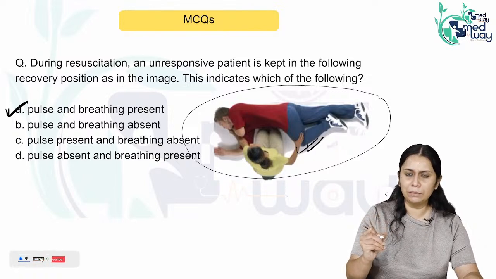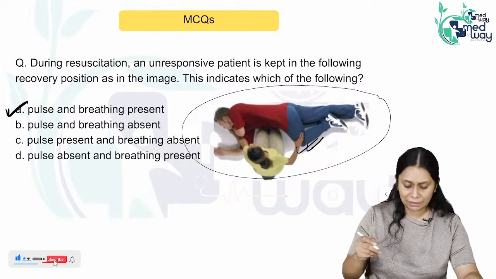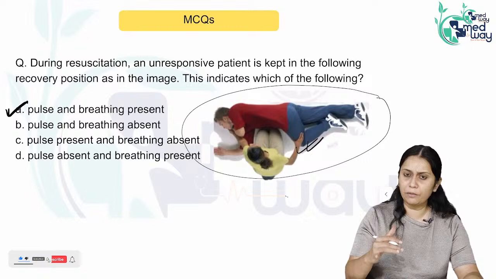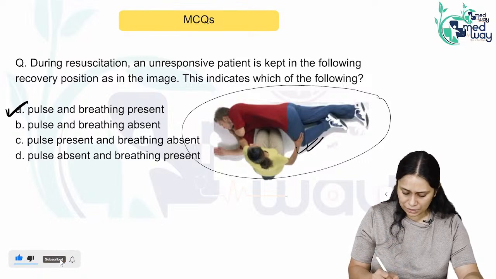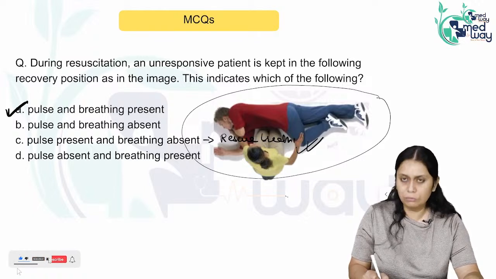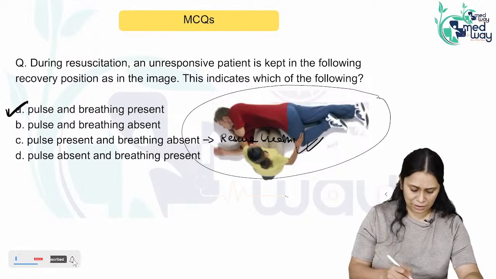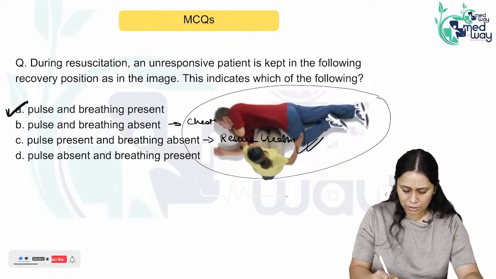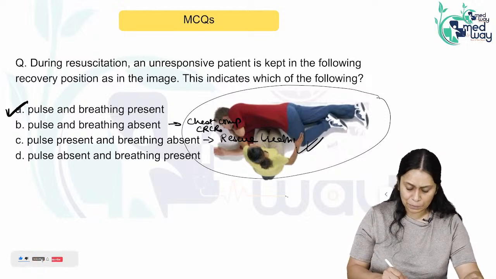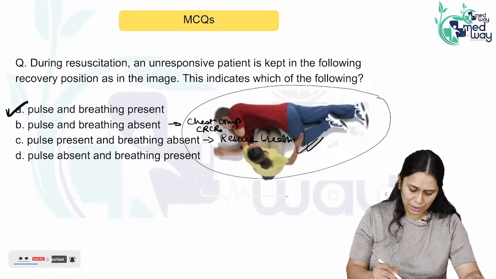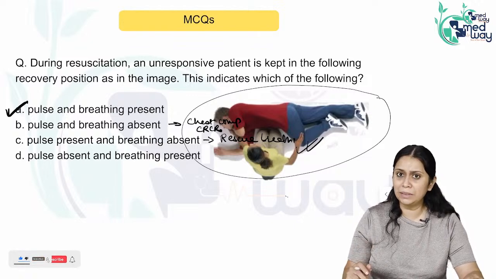If the victim has pulse but no breathing, then this is respiratory arrest. In that case, we just give rescue breath. So pulse present, breathing absent, we just give rescue breath, right? We don't do the chest compression. And if both are absent, then it's cardiac arrest. Then we do chest compression, that is CPR. Pulse absent and breathing present is not a possible scenario. So remember, when both pulse and breathing are present, we make the person in recovery position.